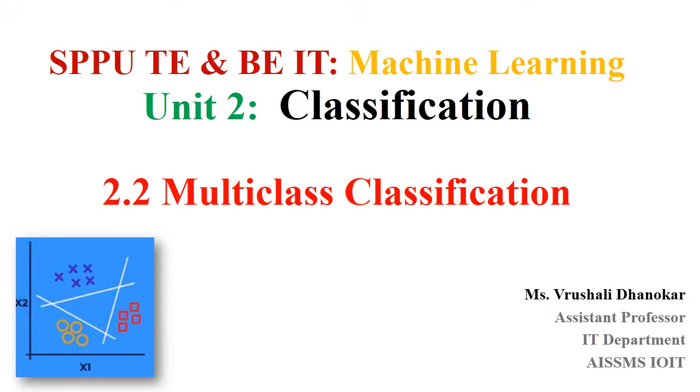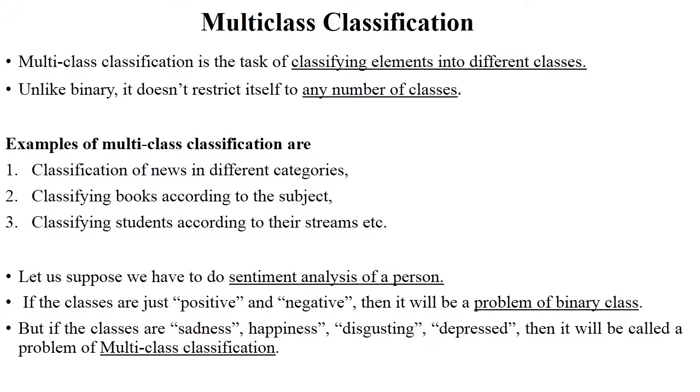So in this session we will learn about multi-class classification. What is meant by multi-class classification? It classifies the elements into different classes, or we can say that multi-class classification has two or more possible outcomes. Unlike binary classification, which restricts itself to only two classes, multi-class classification generates two or more classes.